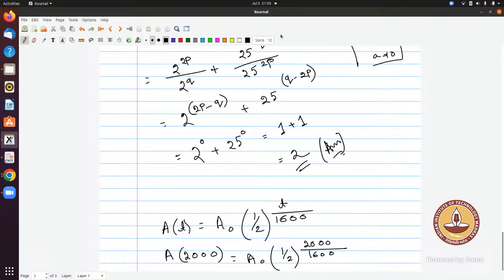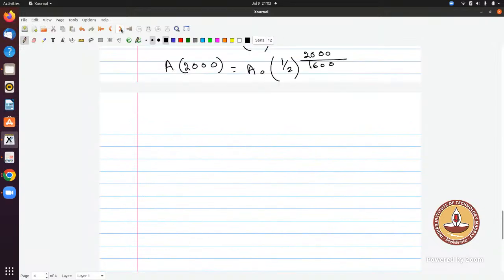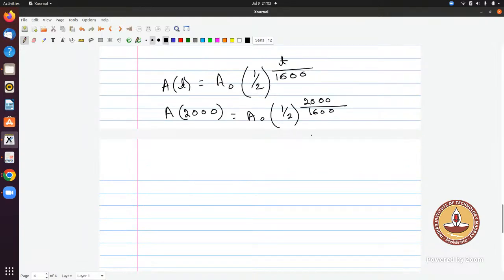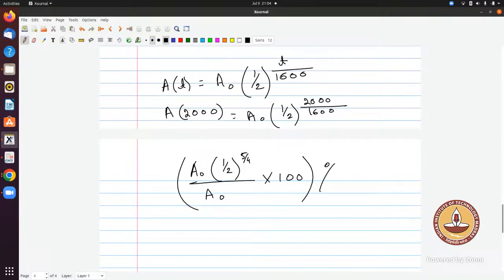This is what the equation is, right? So initially it was A naught, and after 2000 years it was like this. So if I find out the ratio, this is 20 by 16, that is 5 by 4, A naught into 100. This is the percentage after 2000 years. And we have to solve this. A naught will cancel out. Now we have to calculate this value. It will come to nearly 42%. Okay, is it clear?